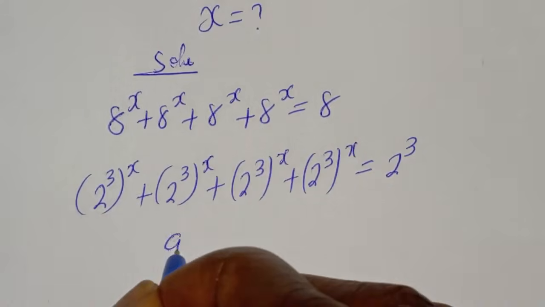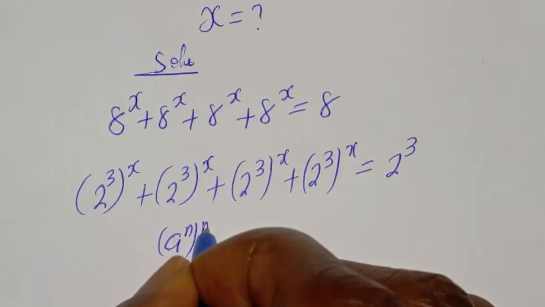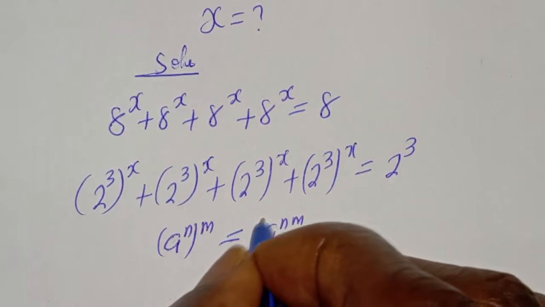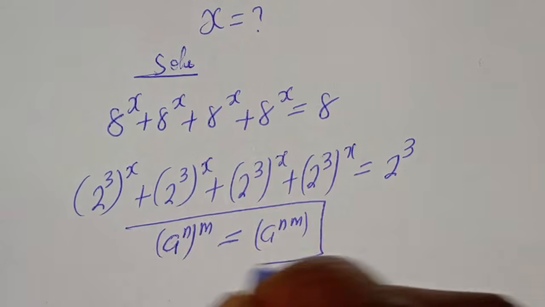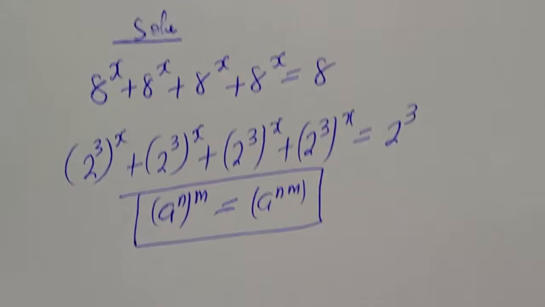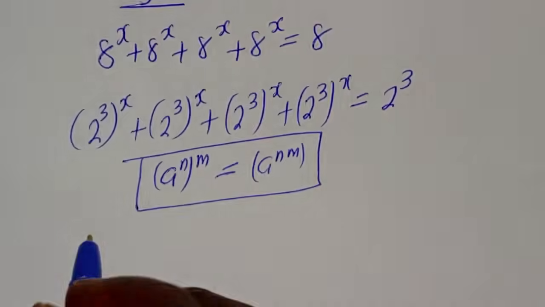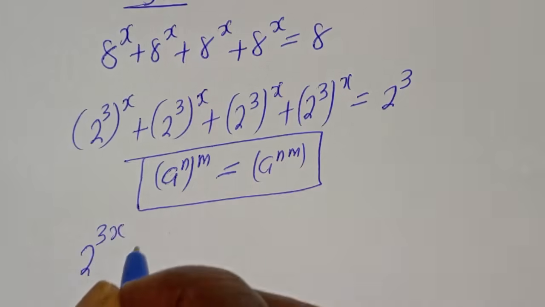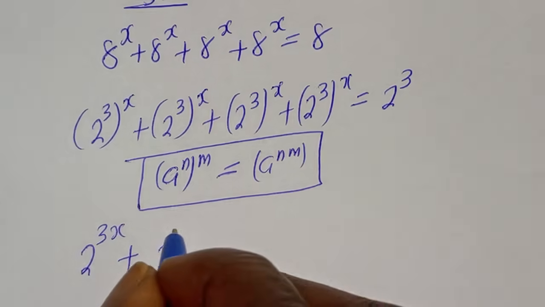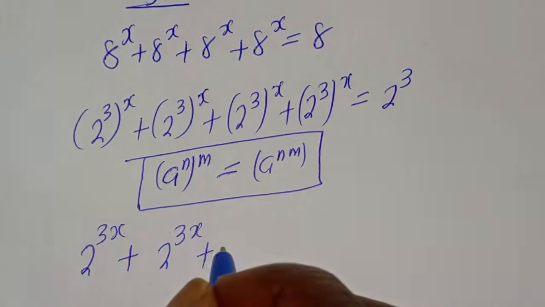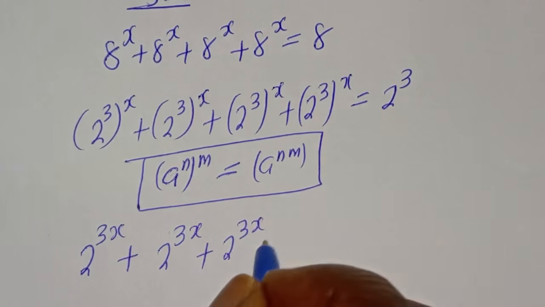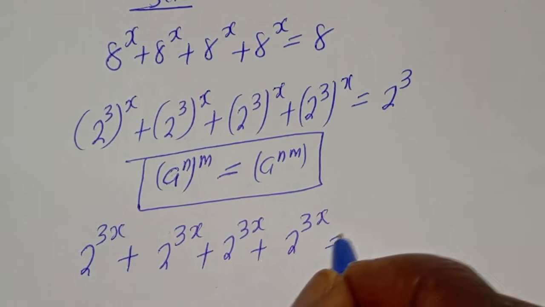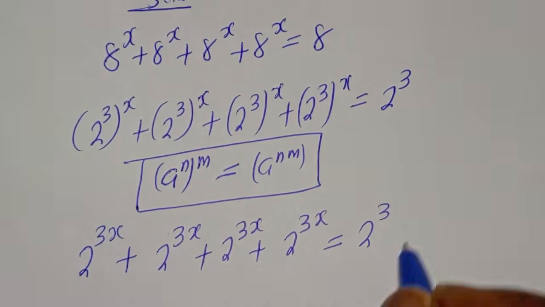If you have a raised to power n to the power of m, this is equal to a raised to power n m. Then this can be written as 2 raised to power 3s plus 2 raised to power 3s plus 2 raised to power 3s plus 2 raised to power 3s is equal to 2 raised to power 3.